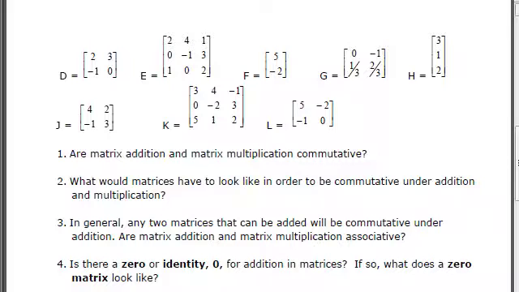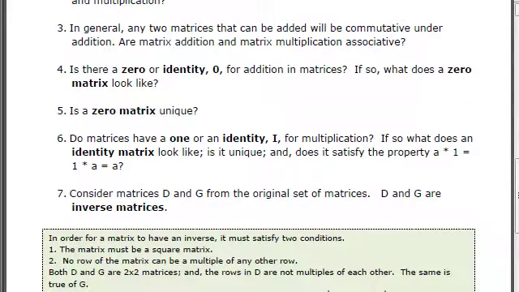Are matrix addition and matrix multiplication associative? I gave you an example where I think I only showed you multiplication, that it did work, but I made a comment about it. If you didn't hear it, make sure you go back and play it over. So in number 4, 5, and 6, you're working with the 0 or identity matrices. And then in number 7, they start to show you about inverses.